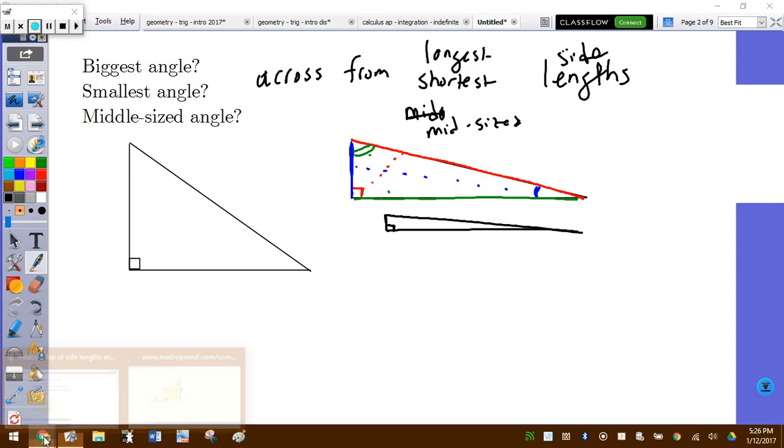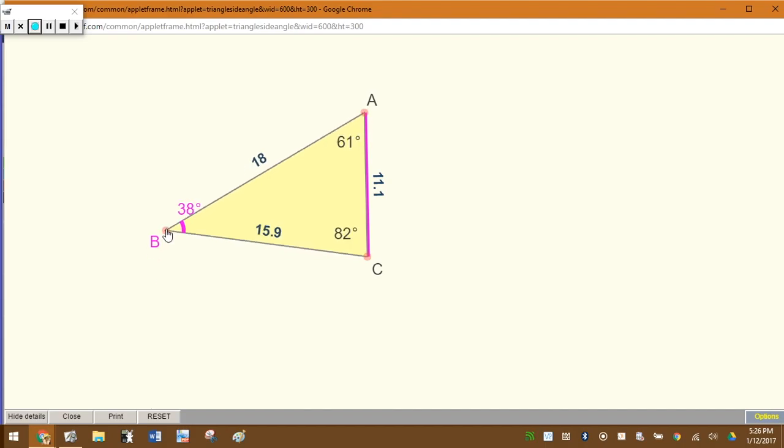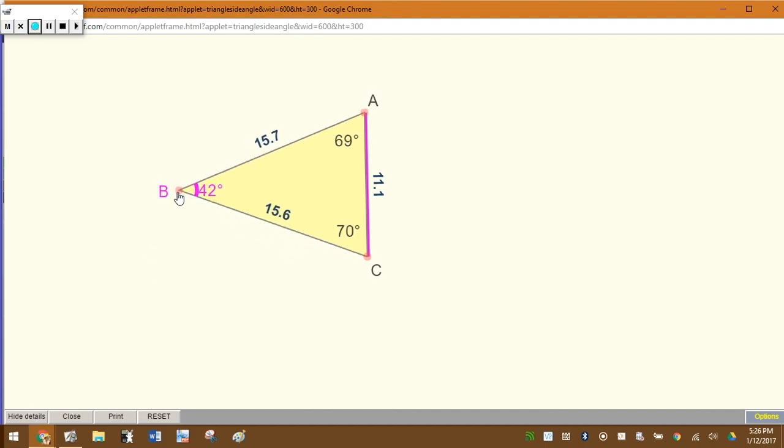Just as a brief review, this is true for all triangles, not just right triangles. Here you have a right triangle, but notice if I make it no longer right, it's still true. The shortest side here is 11.1, and the smallest angle is 42. The biggest angle is 70. The longest side is 15.7. If I have two angles that are the same, try to get this to work. There we go. Two angles that are the same. Well, what do you know? Two sides that are across from them are also the same.